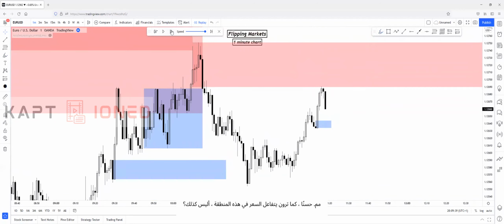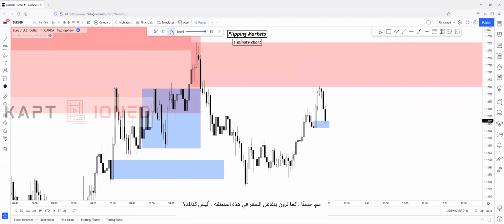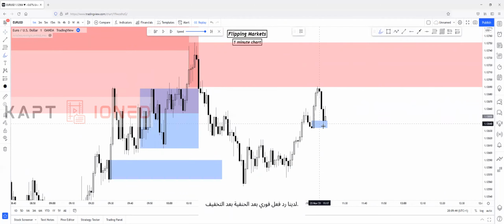Okay, as you can see, price reacts on this zone, right? It reacted on this zone and gave an immediate reaction after the tap, after the mitigation.